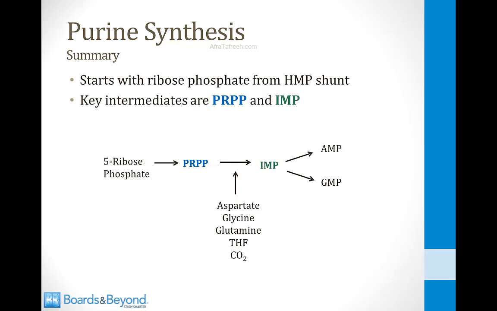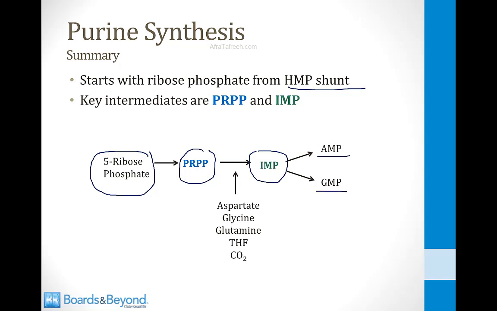So here's a summary slide of the key points to remember about purine synthesis. The process begins with a 5-ribose phosphate molecule, which comes from the HMP shunt. The key intermediates are PRPP and inosine monophosphate, and IMP can be converted into the final products of AMP and GMP. This whole process involves the use of amino acids like I've shown here, and also tetrahydrofolate and carbon dioxide. There are, of course, many more steps than what I've shown here. You can look these up in a biochemistry textbook if you wish. What I've shown you on the screen are the most important steps to know for step 1 of your boards.